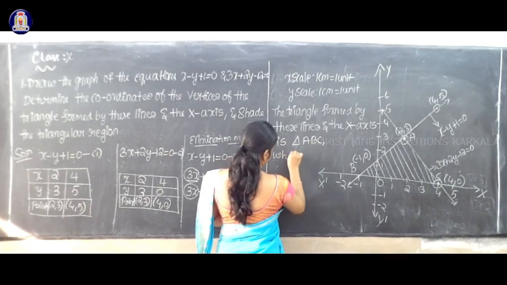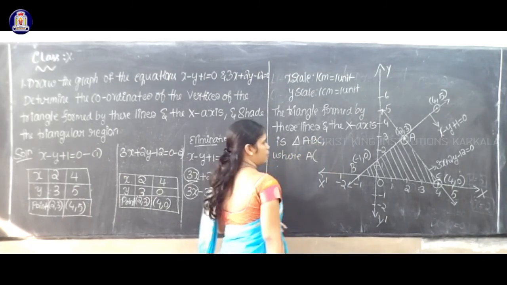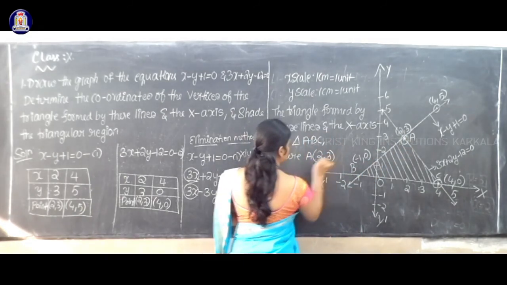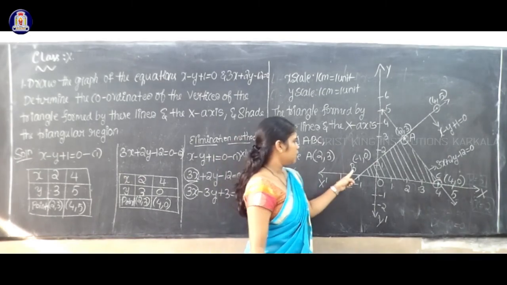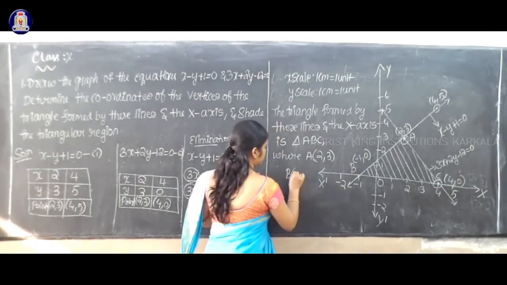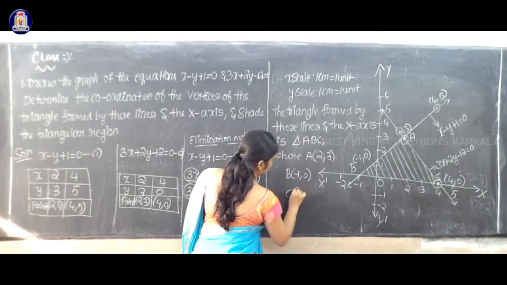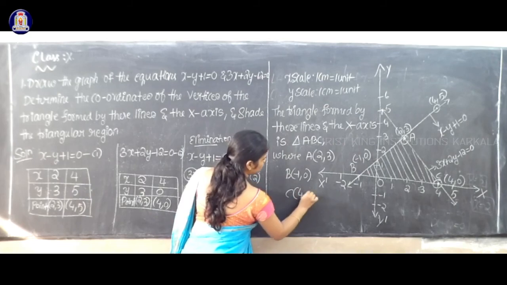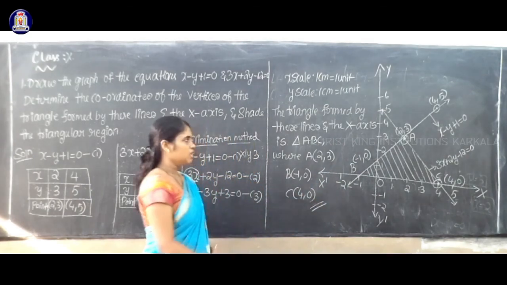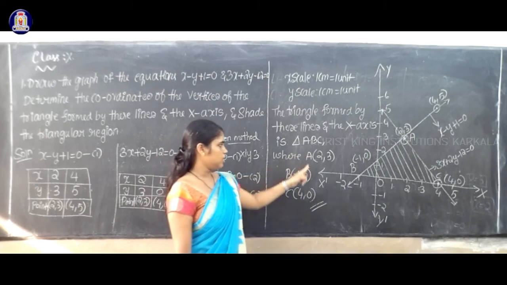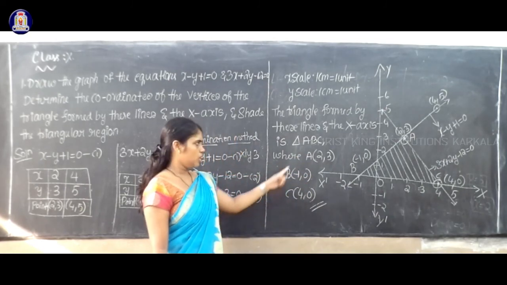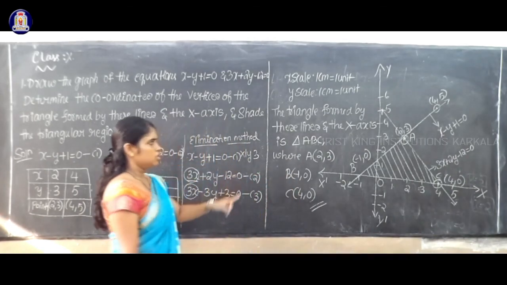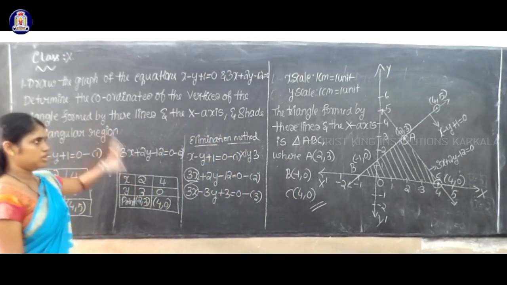where what is the coordinate of point A? Coordinate of point A is 2, 3, as well as what is the coordinate of point B? Coordinate of point B is -1, 0. Next, what is the coordinate of point C? Coordinate of point C is 4, 0. This is the answer. Actually the question asked to determine the coordinates of the triangle's vertices. So coordinates of A, B and C are given. So this is the solution for this given problem.